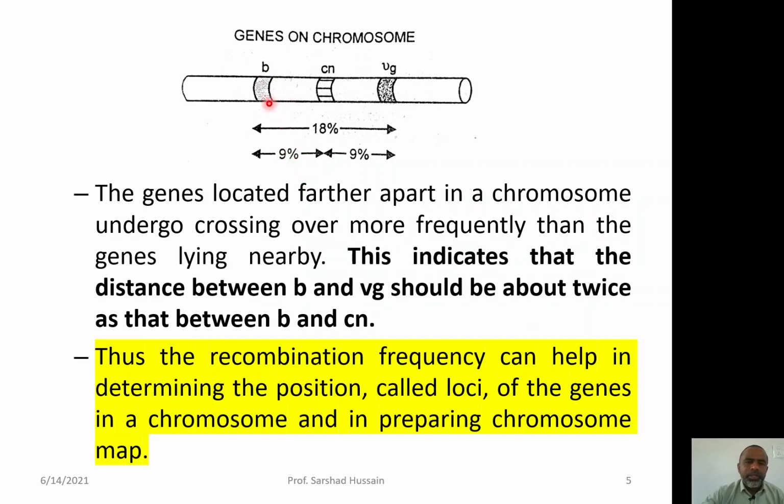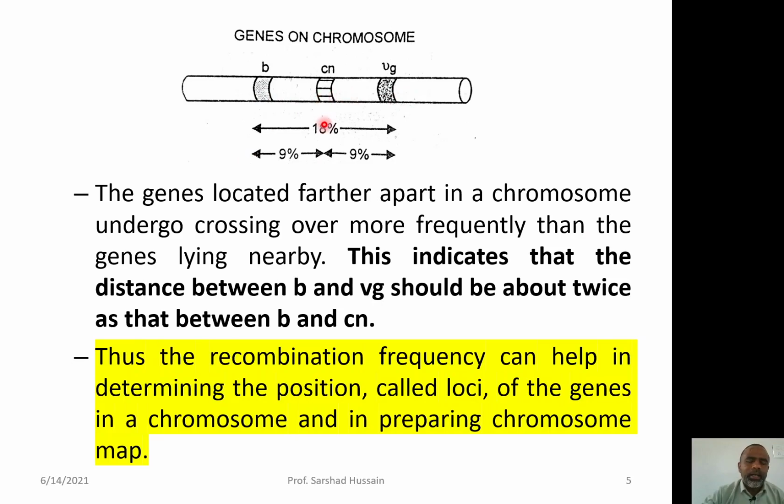So, it means genes located farther apart in a chromosome, like B and VG, undergo crossing over more frequently than the genes lying nearby, like this and this. This indicates that the distance between B and VG should be about twice that between B and CN. Hence, you are able to say how far B and VG are located.